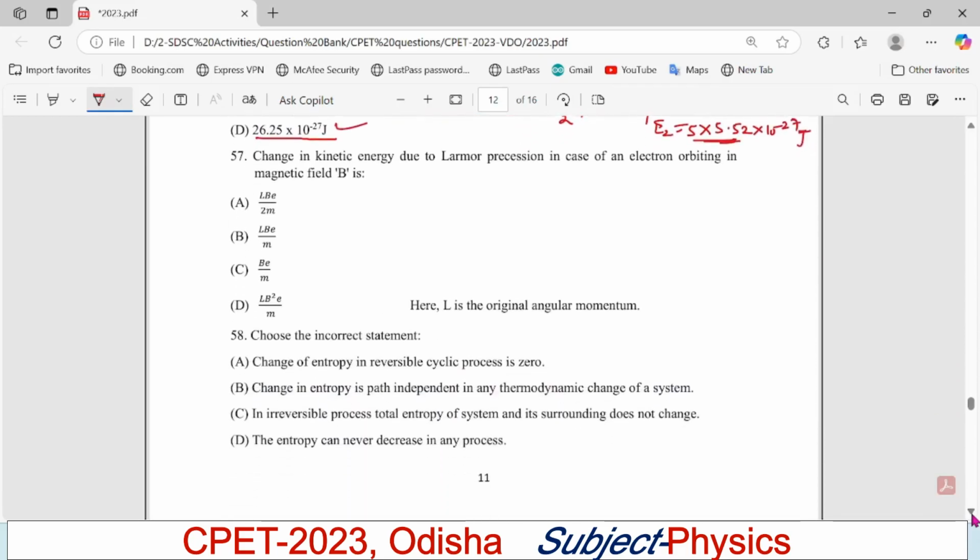Next question, important question, very important question. Change in kinetic energy, or you can just consider energy due to Larmor precession in case of electron orbiting in magnetic field. Right. So suppose this is your magnetic field. Okay, this is the magnetic dipole, and this is magnetic dipole moment. It makes an angle theta.